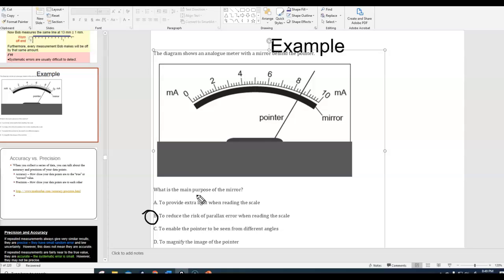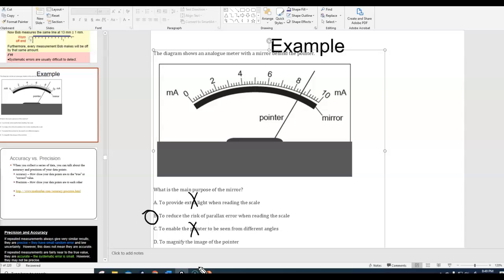So mirrors by themselves don't produce extra light. C says to enable the pointer to be seen from different angles, but you don't want that, because if you are viewing something from different angles, that would actually introduce parallax error, which is a type of random error. Okay, so it's not C. And D, to magnify the image of a pointer, a plane mirror like that would not make the image bigger.